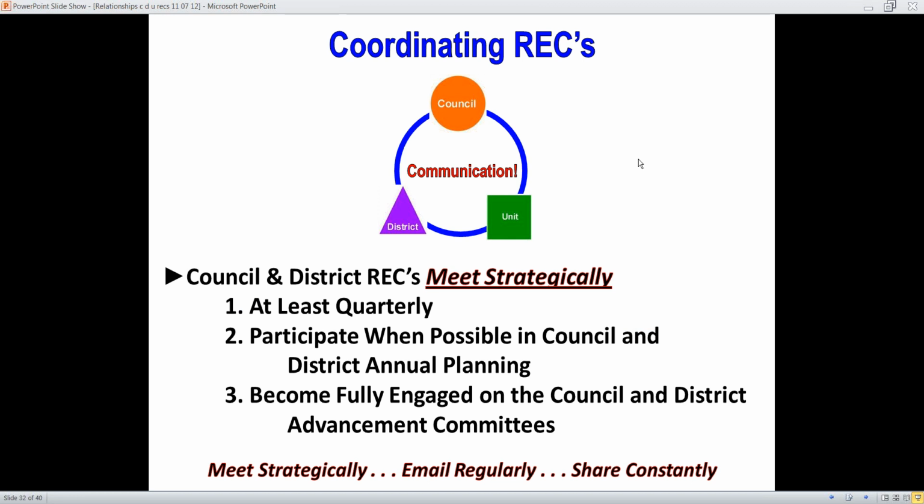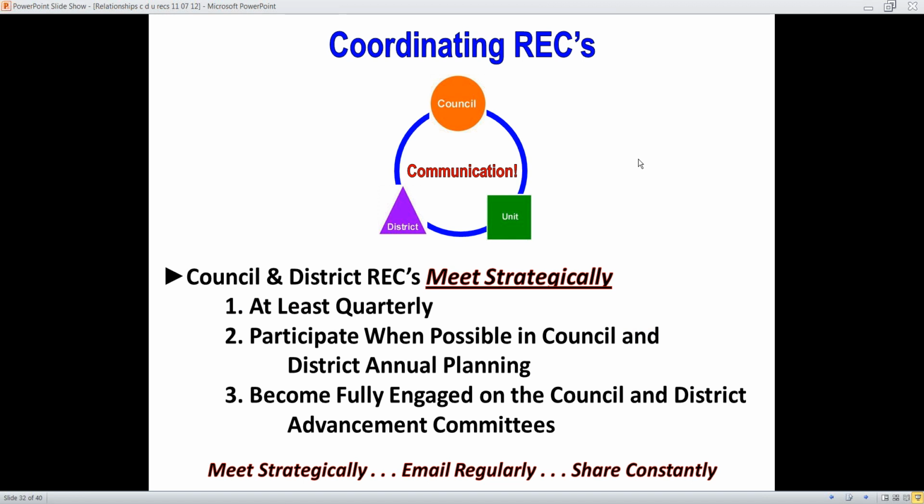I'm suggesting that council and district RECs particularly meet strategically, at least once a quarter. Now, is once a quarter magical? No, it's certainly not. But the point is that it is regular. There are times in the year, certainly getting this started, when maybe it's a monthly meeting. But in a general moving-forward pattern, I think a quarterly meeting is probably adequate.